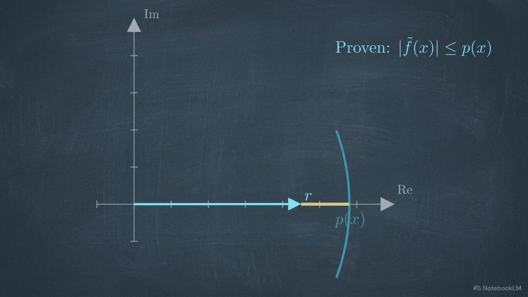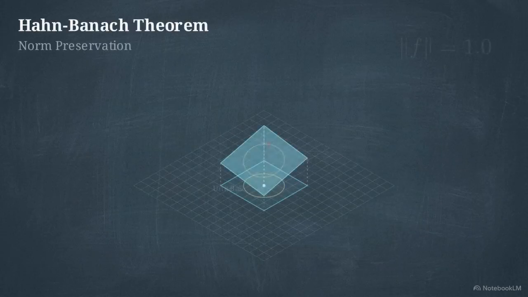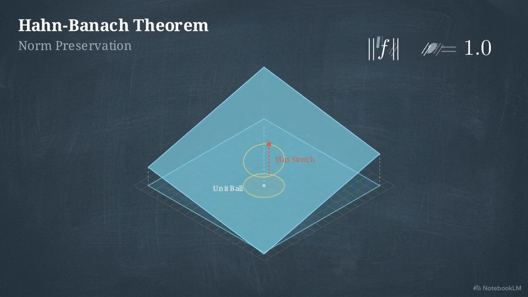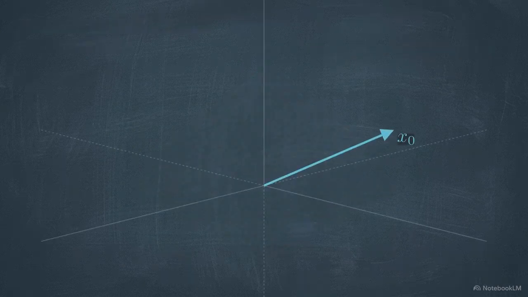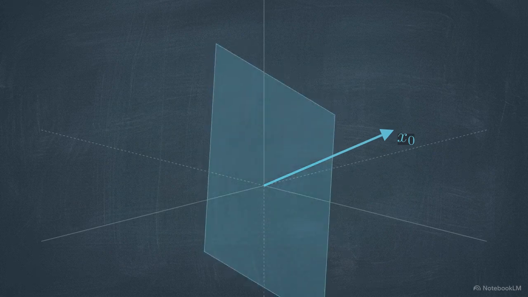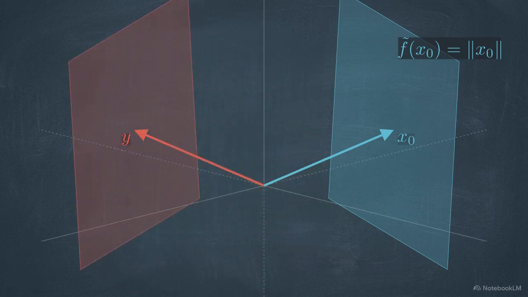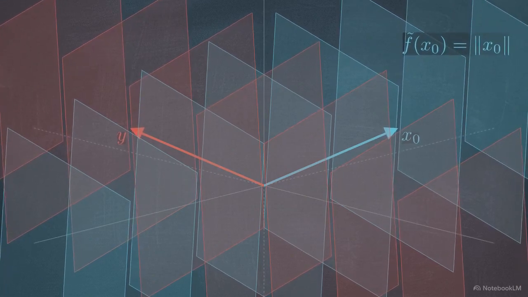In normed spaces, this theorem guarantees that when we extend a functional, its operator norm, or its maximum stretch factor, is perfectly preserved. The extended functional remains as bounded as the original. This leads to a fundamental consequence for dual spaces. For any non-zero vector, we can always construct a bounded linear functional to isolate it. By extending a functional from a one-dimensional subspace, we prove the dual space always contains enough functionals to distinguish between any two vectors. This existence guarantee provides the mathematical assurance needed to define observables in quantum mechanics.